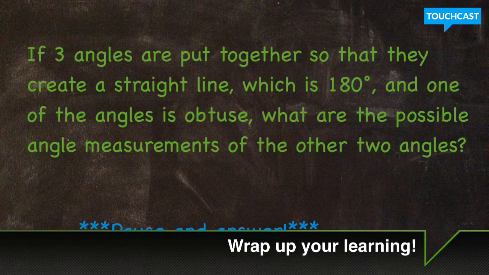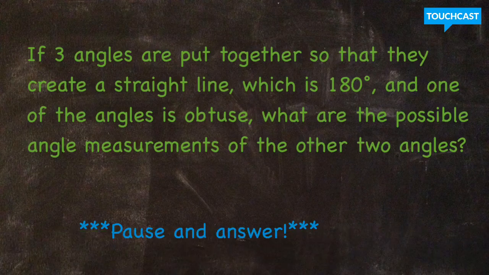Let's wrap up our learning today with another thinking question. If three angles are placed together so that they create a straight line, which is 180 degrees, and one of the angles is obtuse, what are the possible angle measurements of the other two angles? So what I want you to do here is you're going to give me three angle measurements. All of them should be added together to make 180 degrees. The requirement is that one of them has to be an obtuse angle. So what do you think the other angles are going to be?